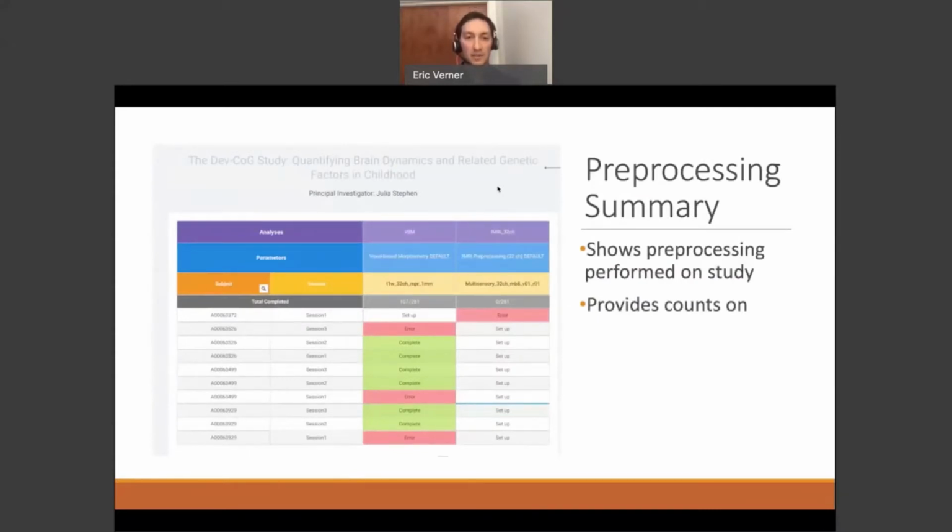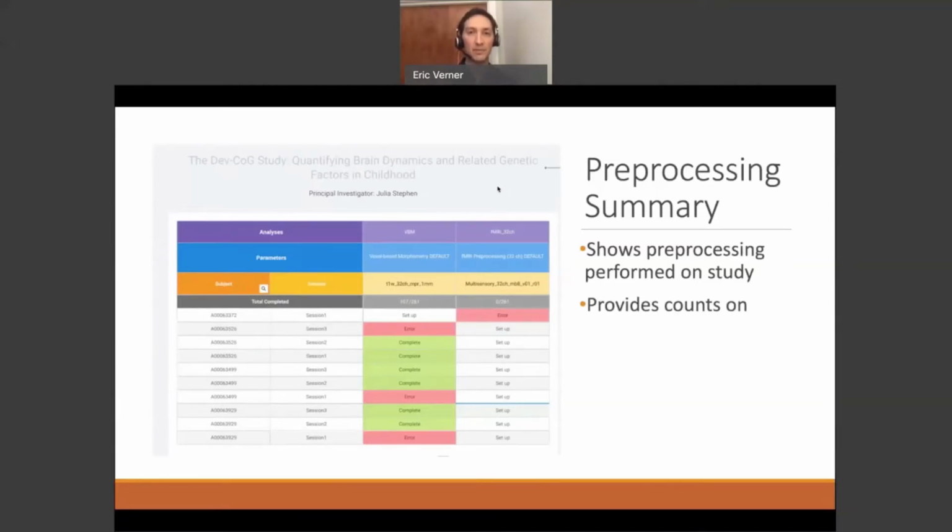Here's a screenshot of the BrainForge UI. This is the pre-processing summary. BrainForge allows you to select within a study, you'll have many subjects. Then each subject will have one or more sessions, which is just a period of time that someone went to get scanned in an MRI scanner.